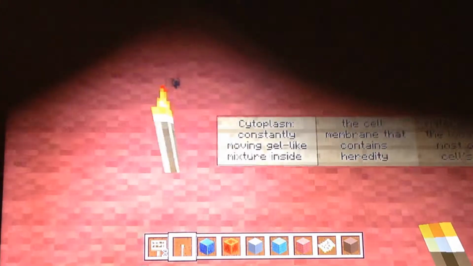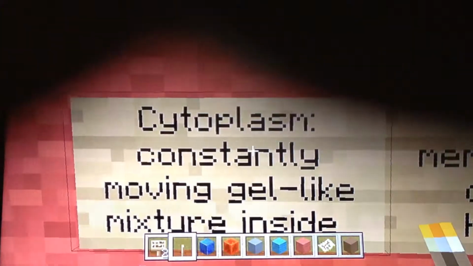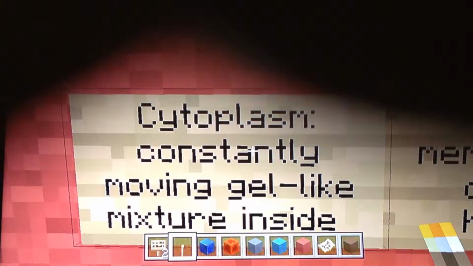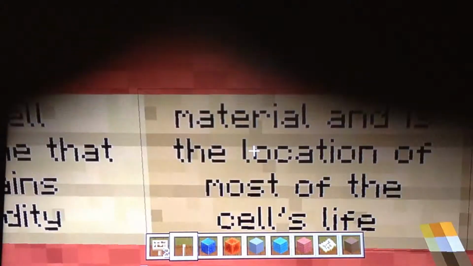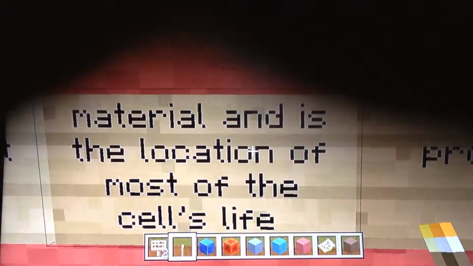The reason that we have this reddish pinkish wall here is because of the cytoplasm. Cytoplasm is more or less actually a gel-like mixture that's moving around the cell, but I couldn't really do that since this is a block world, so I just made it my best. And the cytoplasm is a constantly moving gel-like mixture inside the cell membrane, that contains heredity material and is the location of most of the cell's life processes. So this is very important and is where most of the cell's life processes occur.